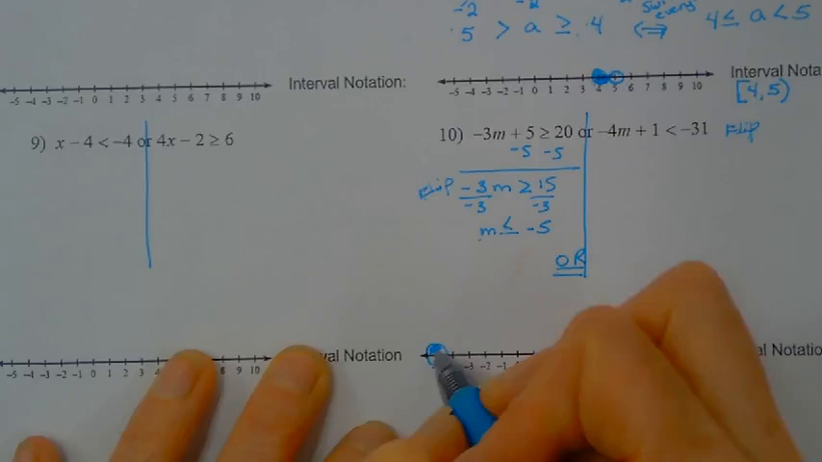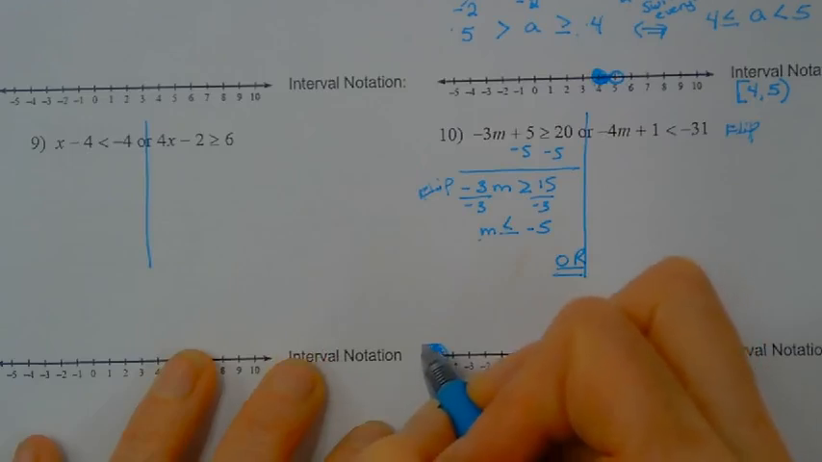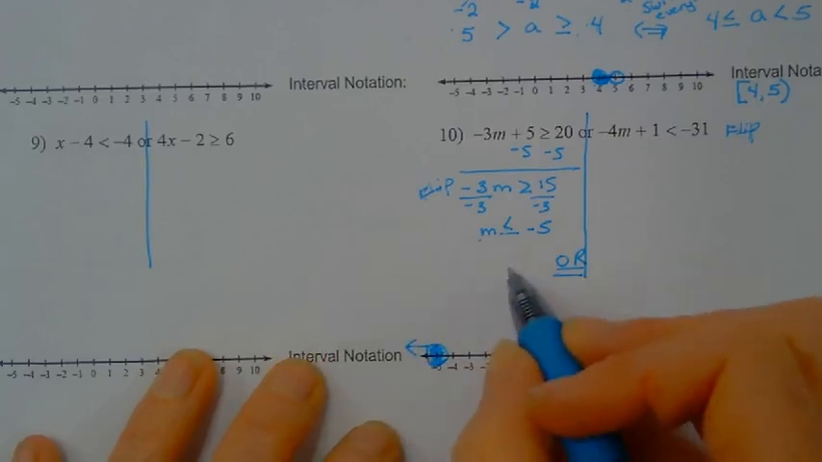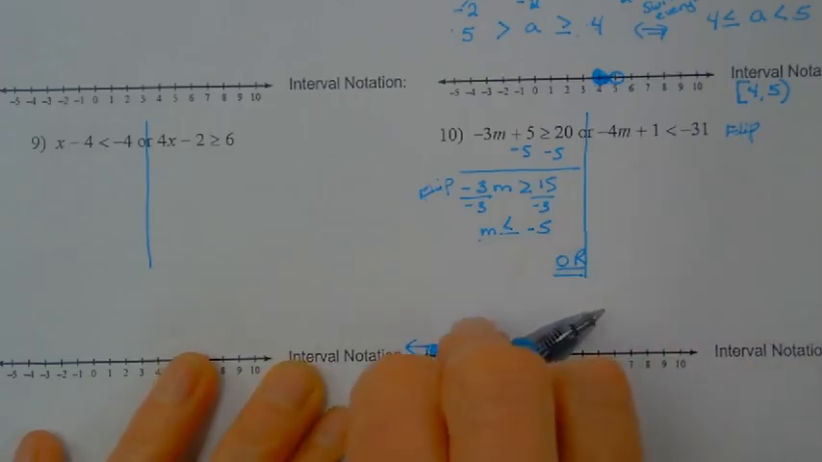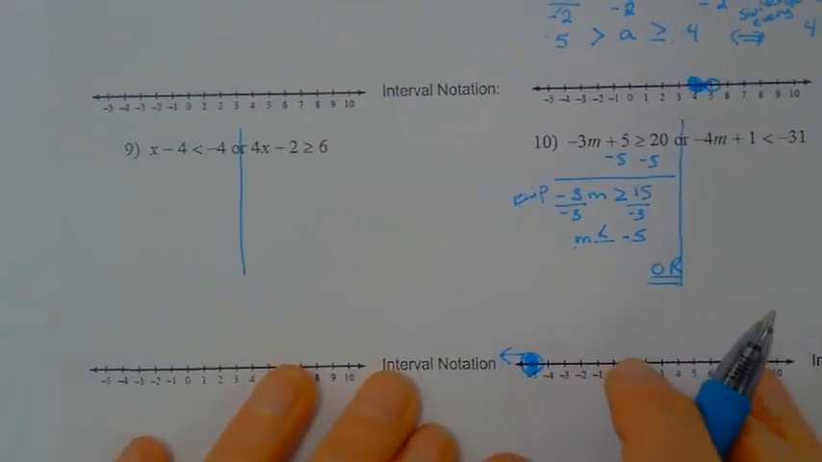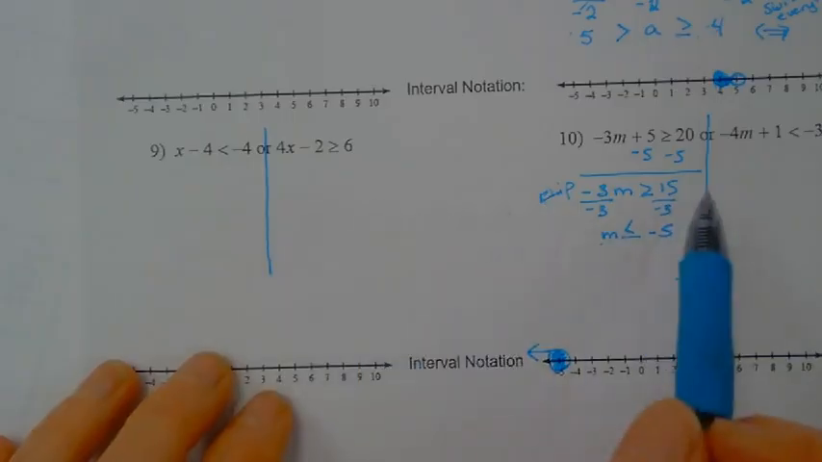And the arrow goes that way. Now you're going to do this one, and you're going to graph it, and the arrow is going to go that way. And this one is similar to this one. You solve each inequality, and then you graph it.